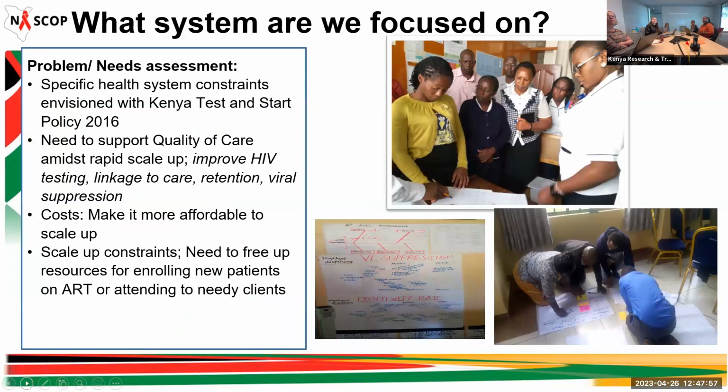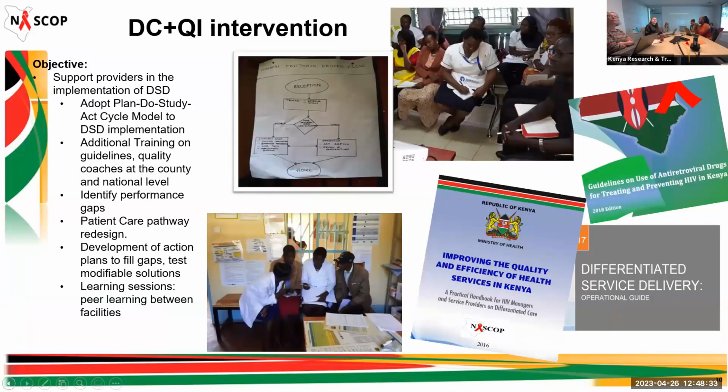So it was important to understand what systems they were focusing on. And as mentioned in the rapid scale-up, while it was imperative to test and start everyone, it was critical to ensure that we are supporting quality of care amidst all that rapid scale up, and also ensure that it was affordable in terms of cost, and there was enough time and resources that would be allocated for the needy clients and patients who are new, because then they would need extra care. So the different facilities were able to take time to understand their system at that point.